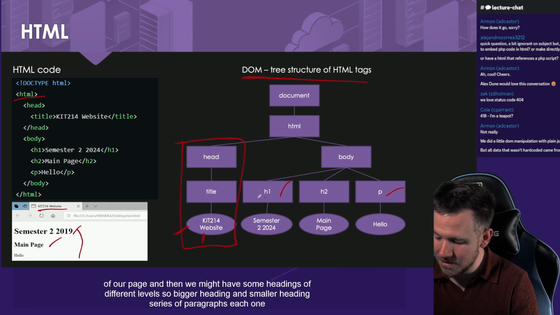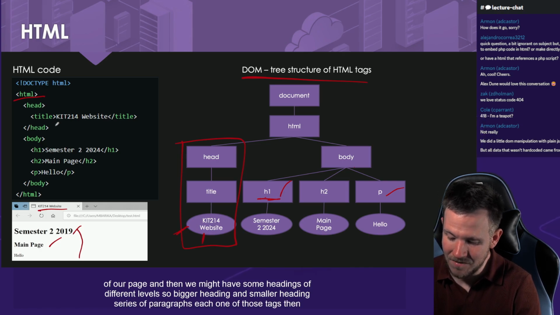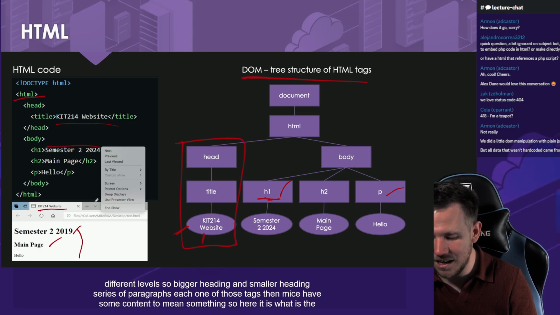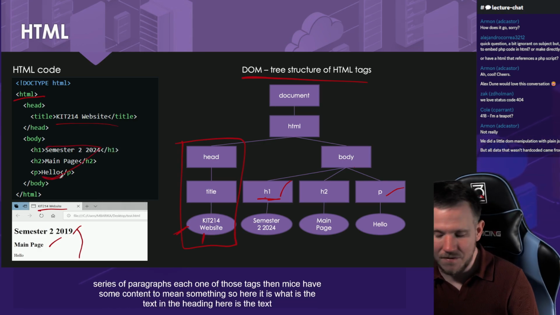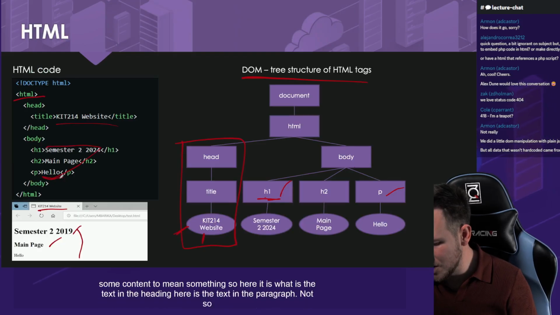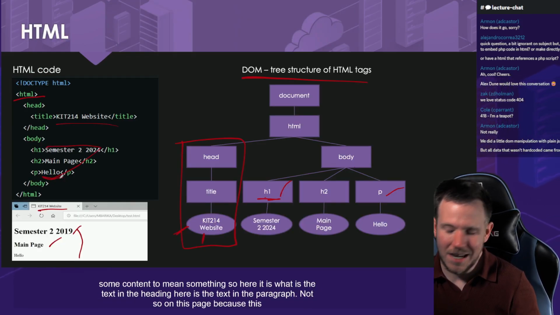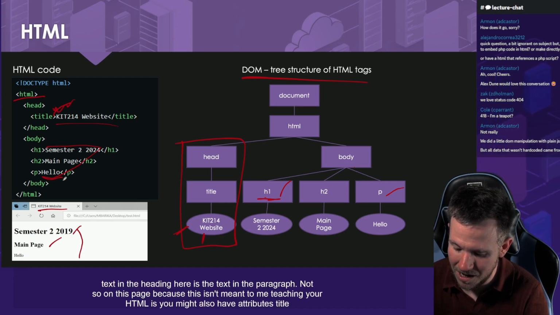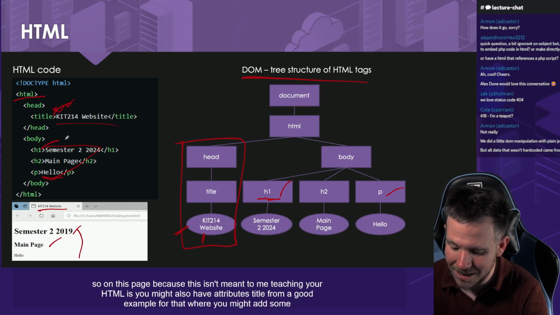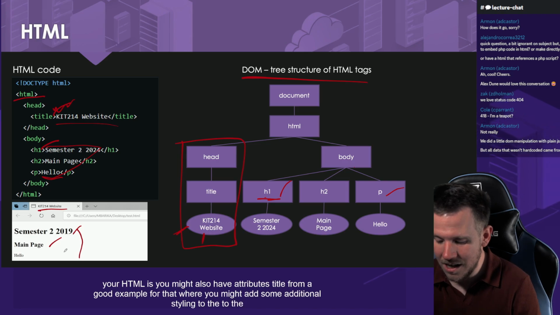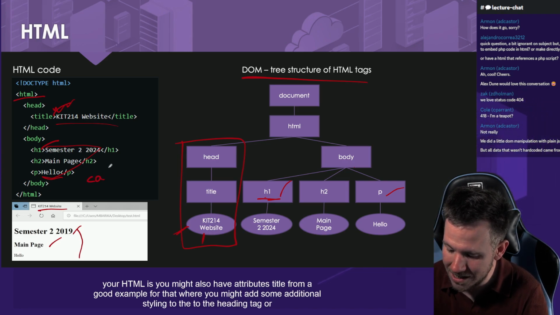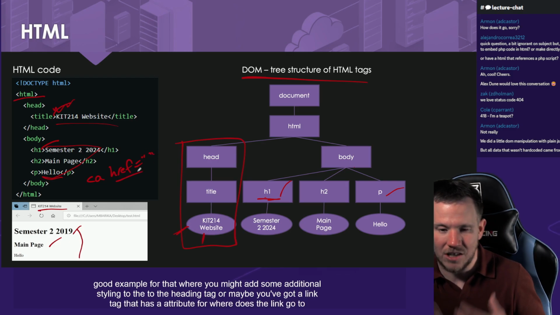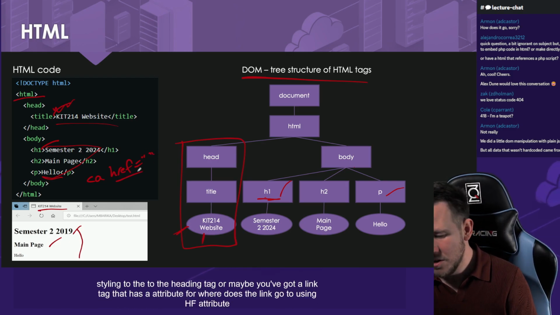Each one of those tags then might have some content to mean something. So here it is, what is the text in the heading? Here is the text in the paragraph. Not shown on this page, because this isn't meant to be me teaching you HTML, you might also have attributes, like adding some additional styling to the heading tag. Or maybe you've got a link tag that has an attribute for where the link goes to, using a href attribute. All right? So that's your HTML.